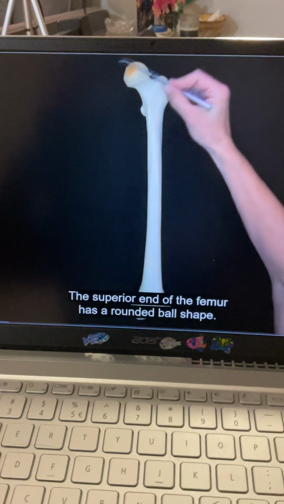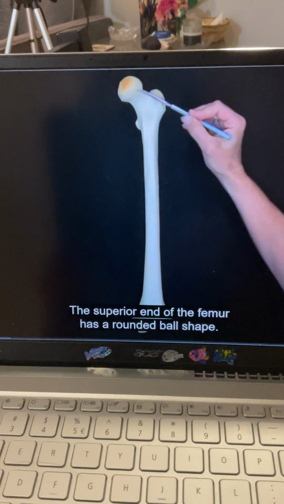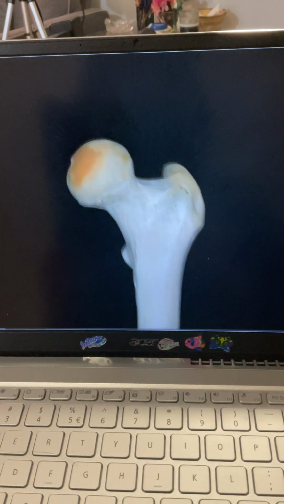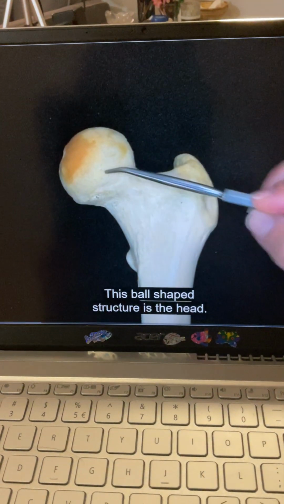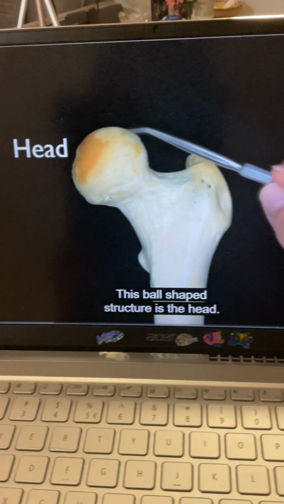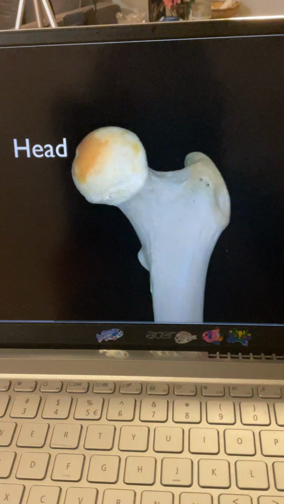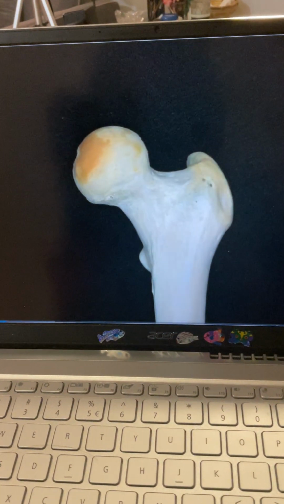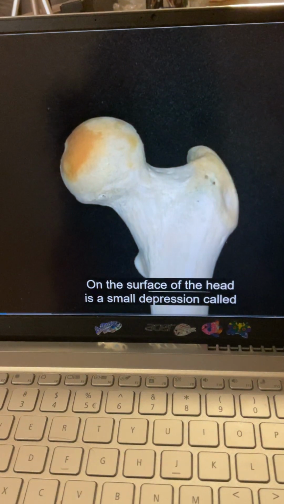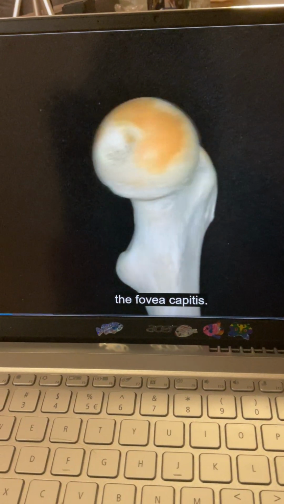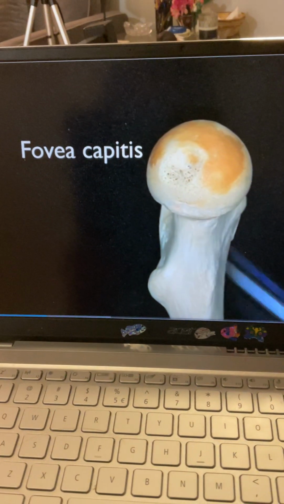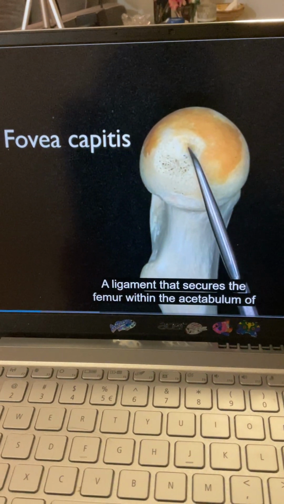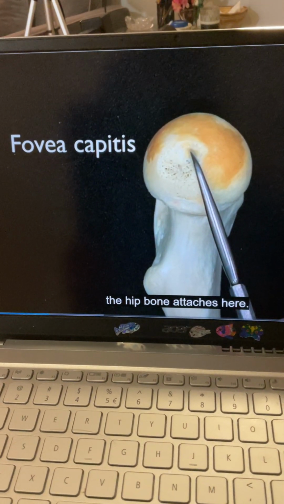The superior end of the femur has a rounded ball shape. This ball-shaped structure is the head. On the surface of the head is a small depression called the fovea capitis. A ligament that secures the femur within the acetabulum of the hip bone attaches here.